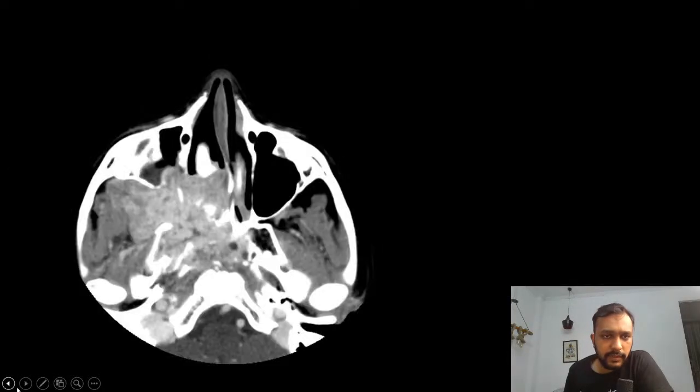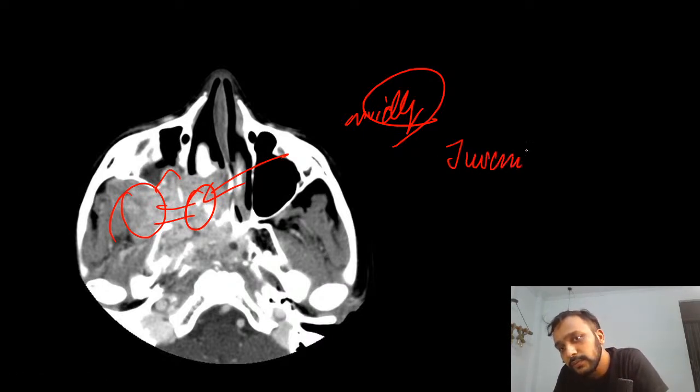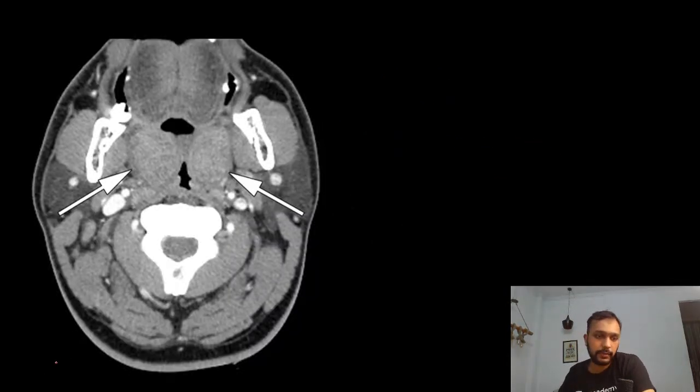So guys, in this image, we can see an avidly enhancing lesion in the region of the sphenopalatine foramina, extending through the pterygomaxillary fissure into the infratemporal fossa. It was also bulging onto the right maxillary sinus, resulting in Holman-Miller sign. This was a case of juvenile nasopharyngeal angiofibroma.